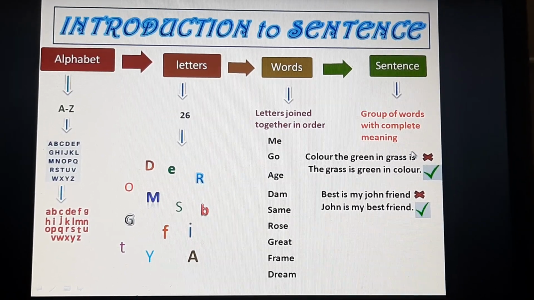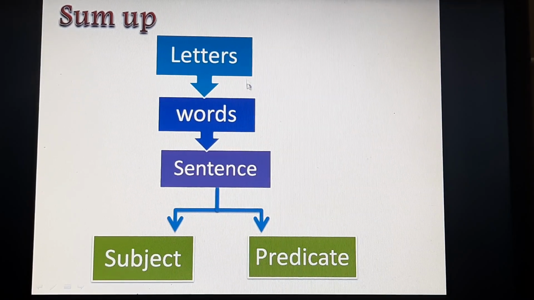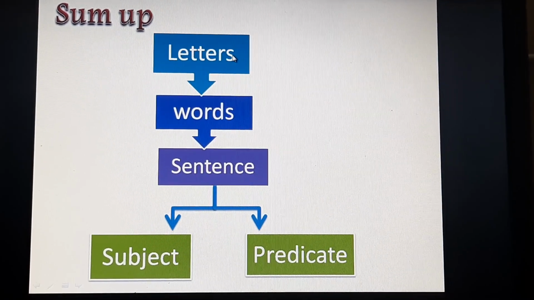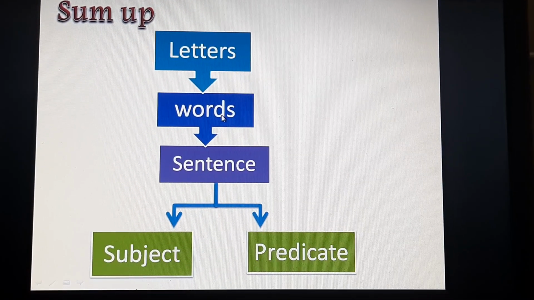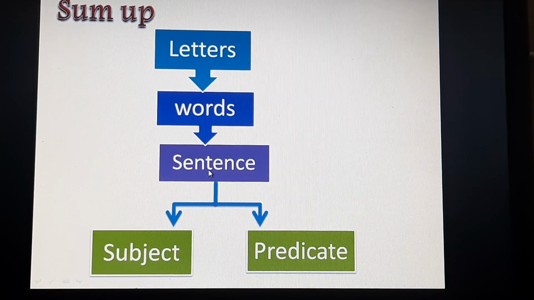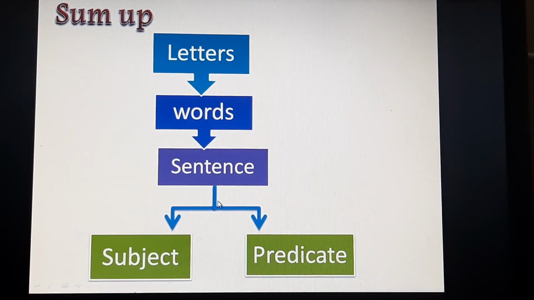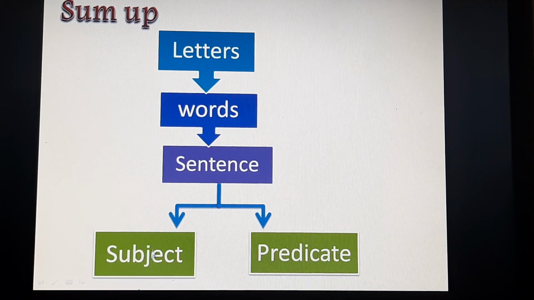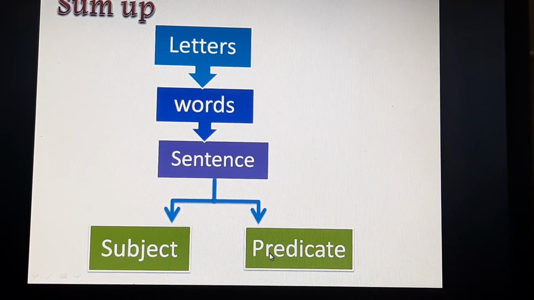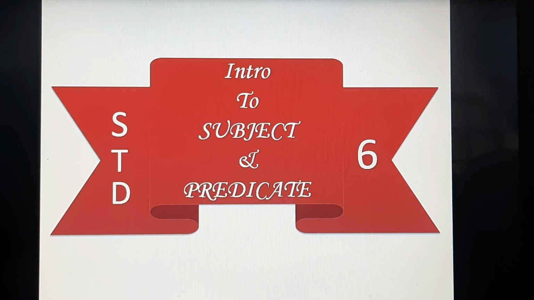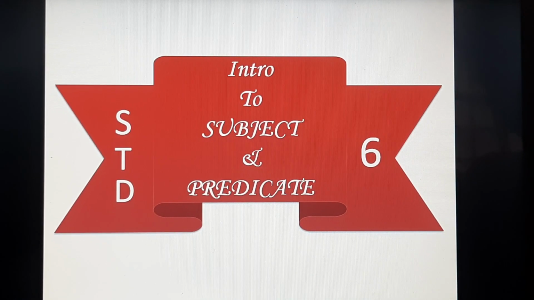Now to sum up, let's see. First we have letters. From letters we get words. From words we get a sentence. And from a sentence we get the subject and the predicate. Let's start with an intro to subject and predicate.